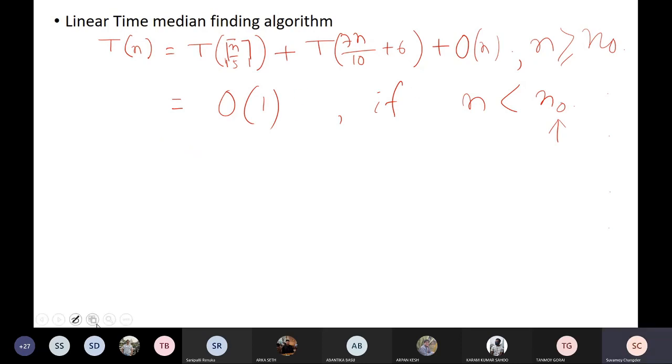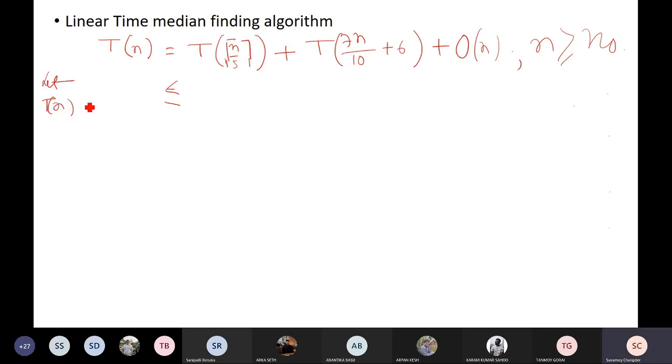So I am erasing this first, and after that I am writing. The terminating conditions I am deleting. We will find this n0 value. This is less than or equal to, we can write, the ceiling value of n by 5. Before that, let Tn equal big O of n. Therefore, we can write Tn is less than or equal to some constant into n.